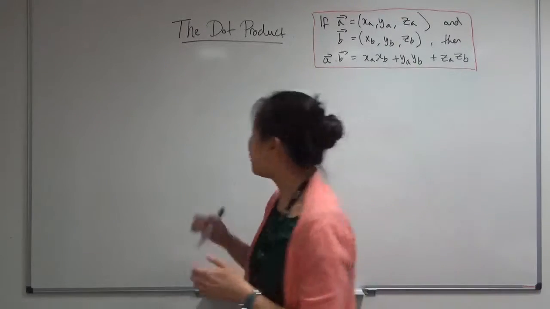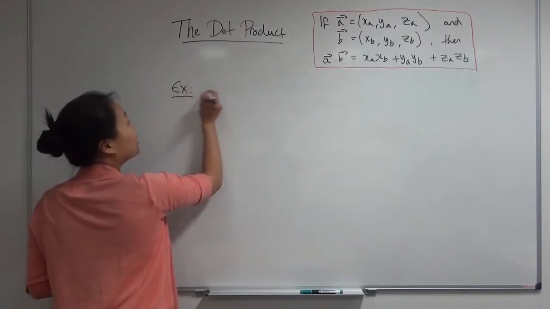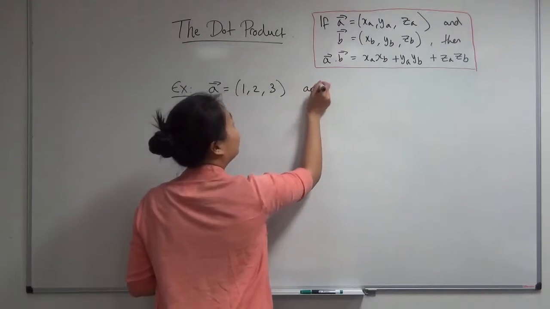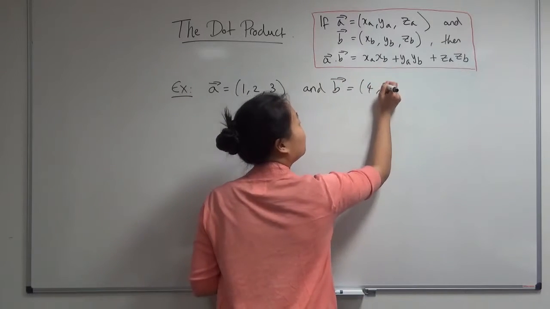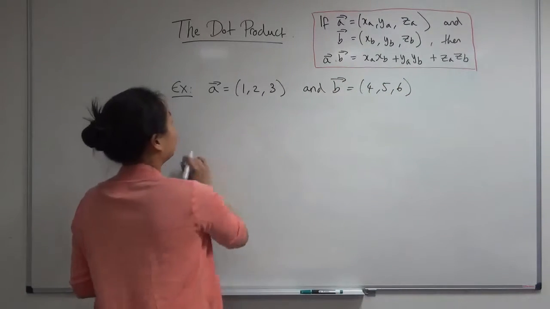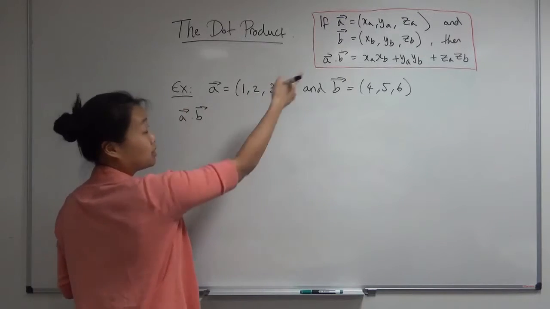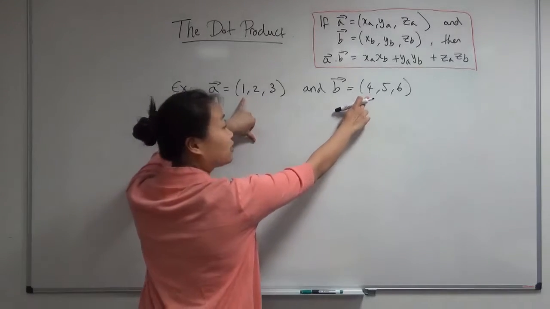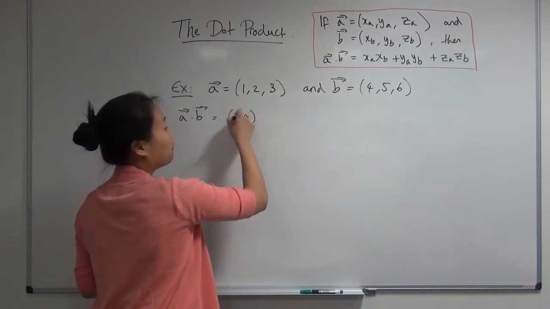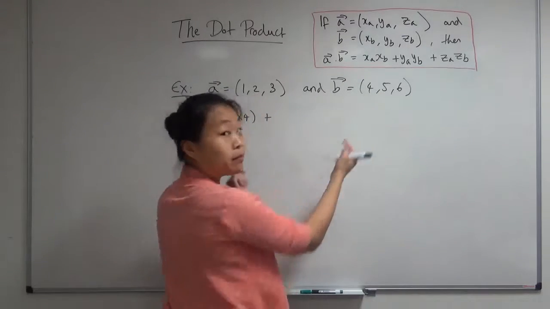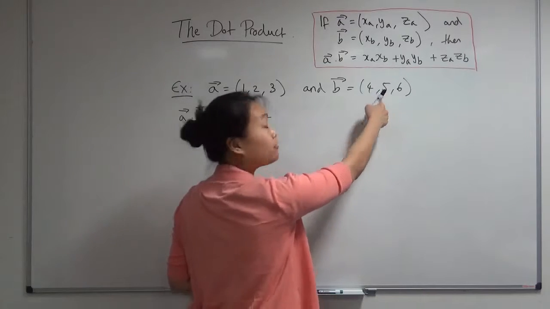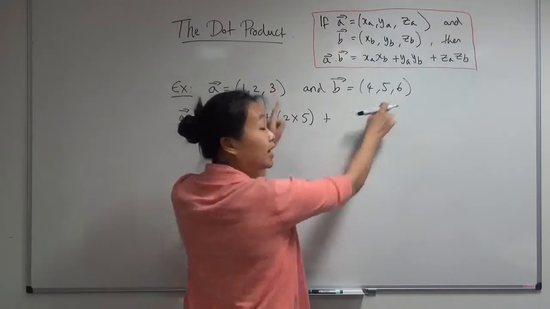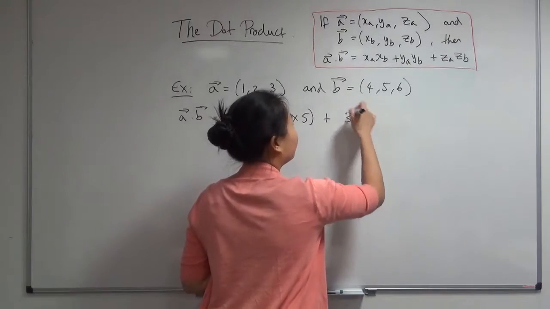So let's go through a numerical example. Let's suppose that a is equal to 1, 2, 3, and b is equal to 4, 5, and 6. So if we wanted to calculate the dot product, we're going to use this formula here. So we look at corresponding components. The x components are 1 and 4, so we multiply those two together, and then we add the product of the y components. So our y components here are 2 and 5, so we're going to multiply those two together, and then our z components, 3 and 6. Multiplying those together and we're adding.